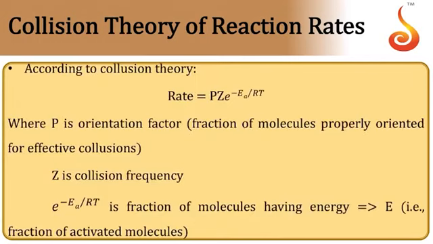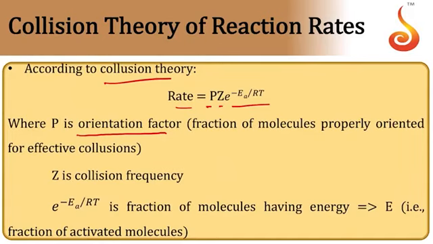According to molecular collision theory, the rate is given by P Z into e to the power of minus Ea by RT. P is called the orientation factor, because the theory says that it depends upon the molecules which are properly oriented also.